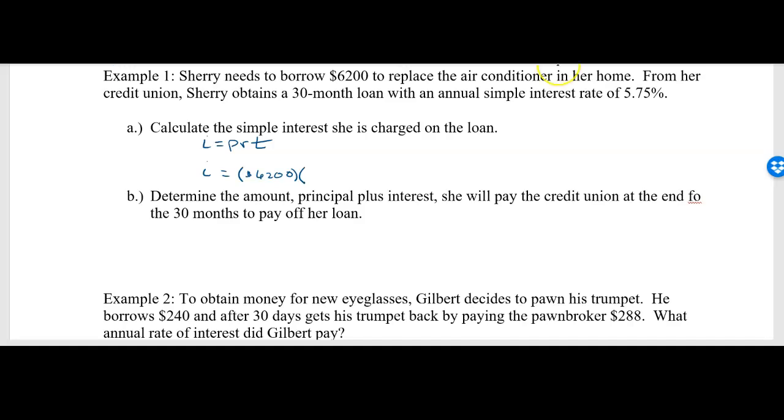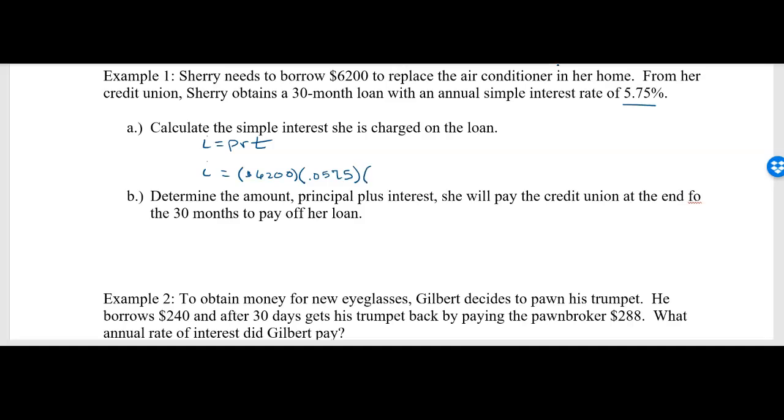The rate, right here, that is 5.75%. Well, remember, we need to turn this into a decimal. Now, this is what we did two videos ago. Remember, you move the decimal 2 places to the left. So what we're going to put in the equation would be 0.0575. And then times time.